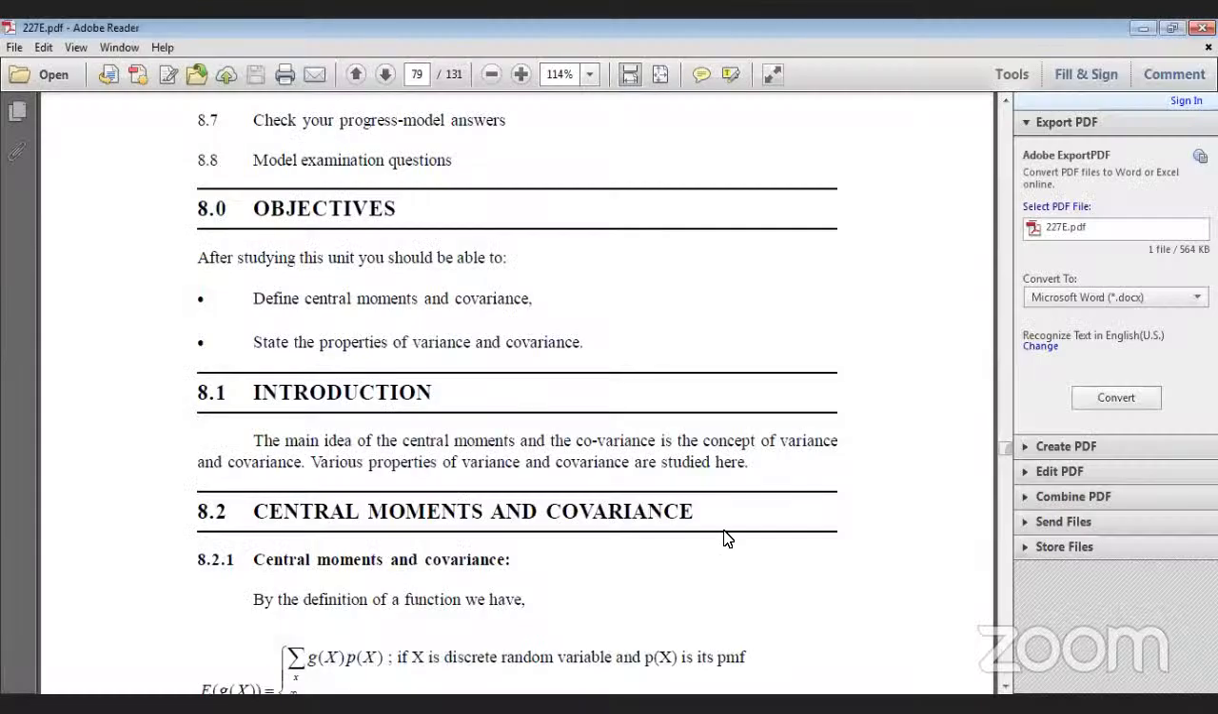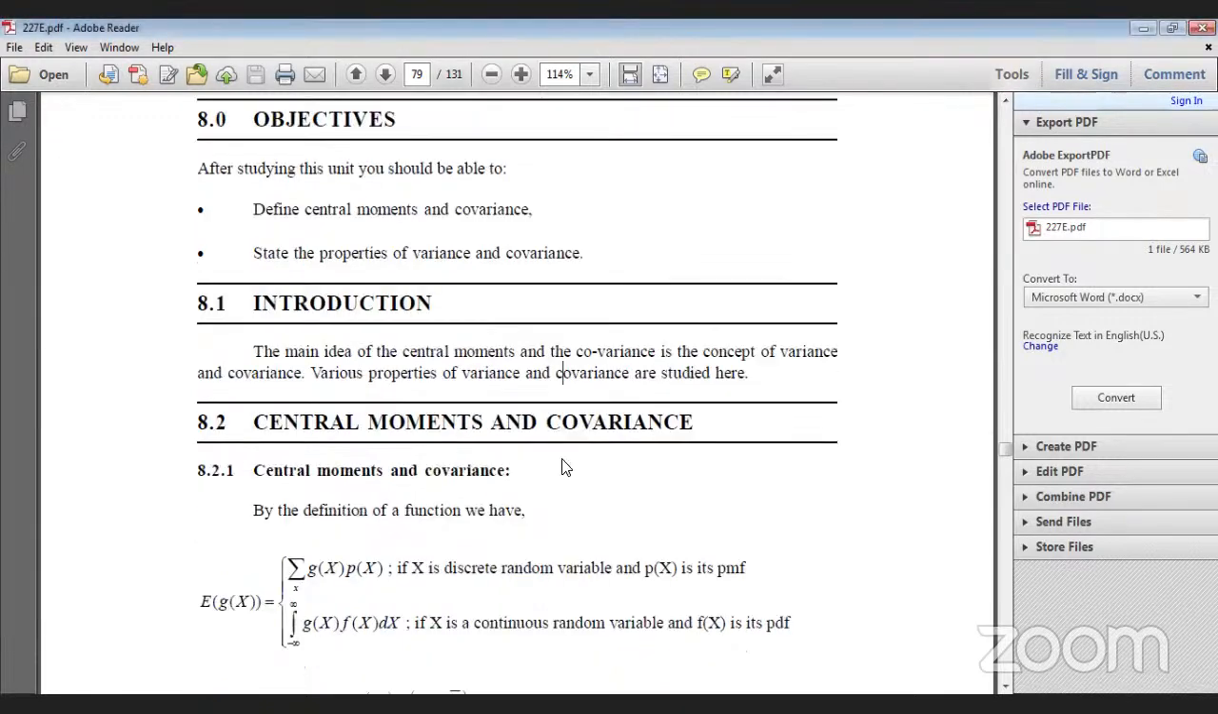In this unit we have to define central moments and covariance, and state the properties of the variance and the covariance. The main idea of the central moment is covariance, and the concepts of the variance and covariance, along with various properties of variance and covariance, are studied here. The central moments and covariance were also mentioned in the earlier unit.